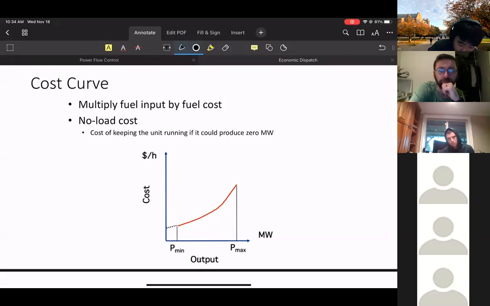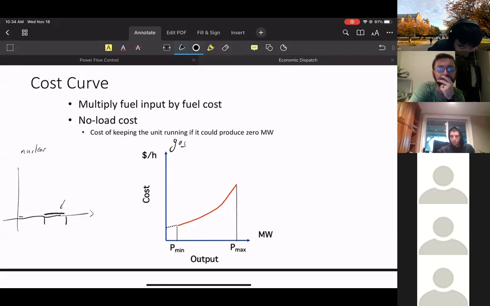So this is, for example, something like gas. If you're something like nuclear, your cost curve is almost zero. Nuclear also cannot generate zero power. But with nuclear, you have a very limited range, and this is almost zero cost, or very close to zero cost. Very close to zero cost, right?